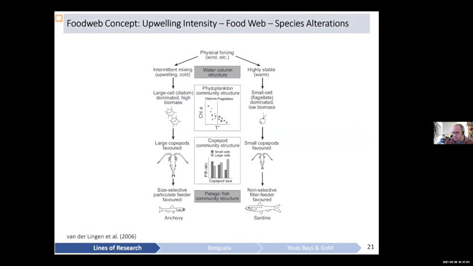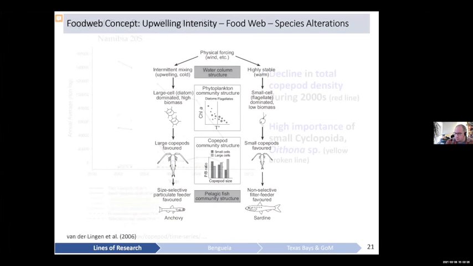Food web, Bettina talked about the food web in terms of the gelatinous plankton. We looked at larval fish, specifically those three species that I mentioned: sardine, anchovy, and horse mackerel. There's a theory from Carl van der Lingen et al. that there are different food chains, depending on the upwelling activity, you have either larger or smaller plankton, favoring either of the two pelagic fish species.